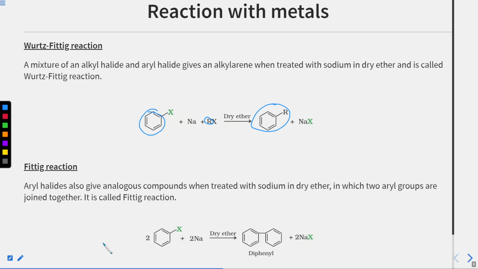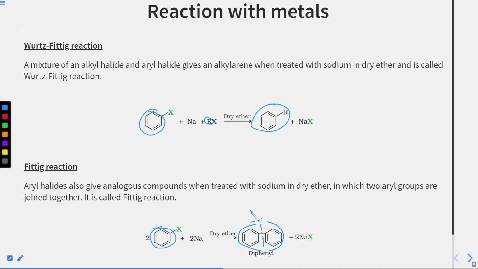The halogen that forms a radical more easily will be the one that is substituted. Now in the Fittig reaction we use the same halogen-containing compound, meaning the aryl group of both compounds is the same. We have taken 2 moles of it, and since we have taken the same compound, we get a symmetrical compound, a diphenyl. So we can make a more general statement here, that the Fittig reaction gives a symmetrical compound as the product, whereas the Wurtz-Fittig does not.